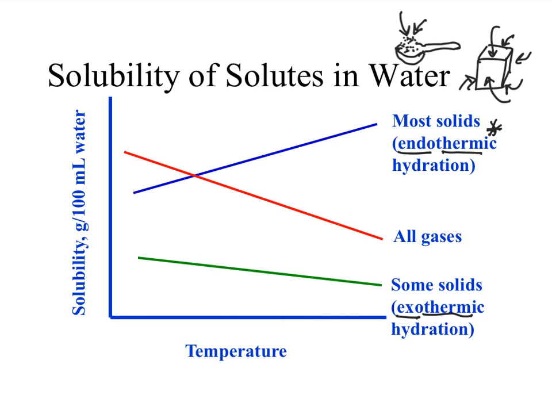When you look at exothermic, on the other hand, it's opposite, right? It's releasing energy when it becomes hydrated. So the hotter it is, the less soluble the material becomes, and the less heat that you put into it, the more soluble it becomes.